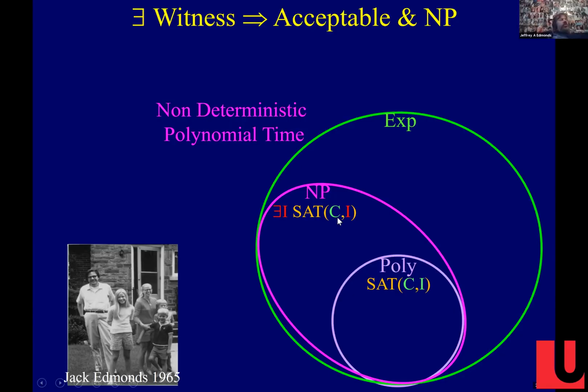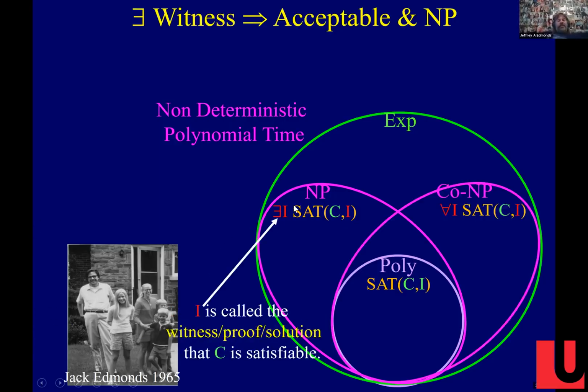Well, here it's the same. If the answer to this is yes, then there exists an I, there exists a witness, there exists a proof, there exists a solution, that if the fairy godmother gives it to you, then you can quickly plug it into the circuit and convince yourself that it's satisfiable, right? But if you don't have a fairy godmother, then you might have to search through all possible assignments, and that would take you exponential time, right? Are people kind of getting this problem?